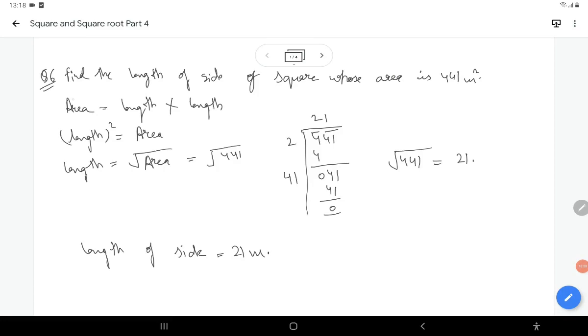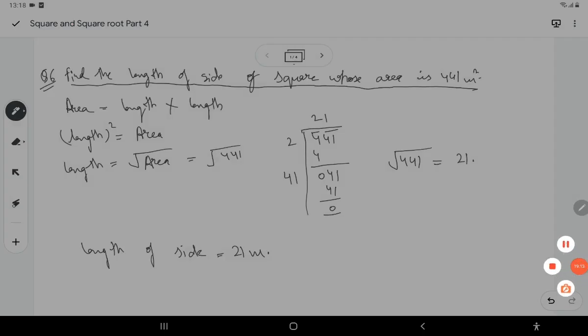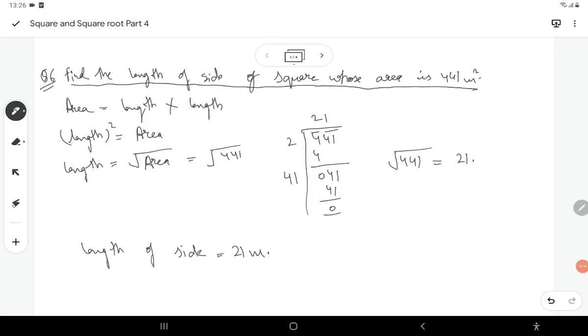Now let's see question number 6, which says, find the length of side of a square whose area is 441 meters square. So we know that area is equal to length into length. So length square would be equal to area and length would be equal to square root of area, which would be equal to square root of 441.